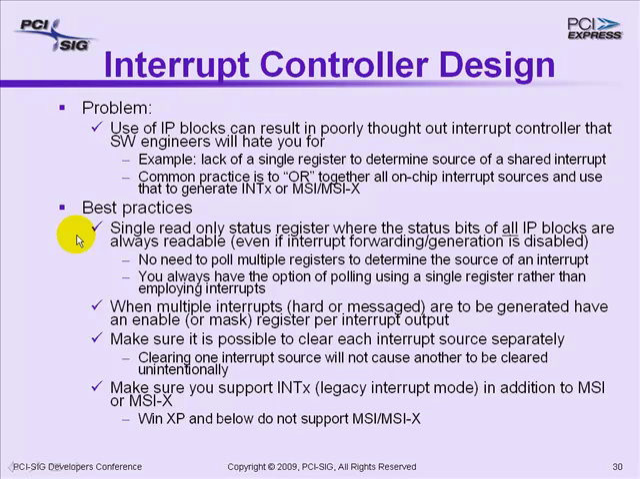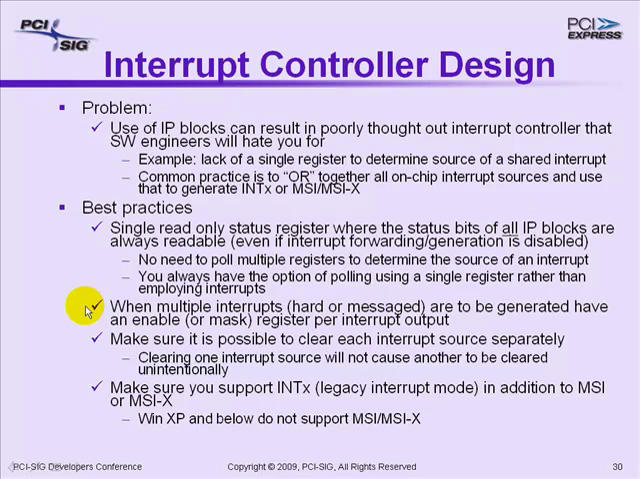So bring all of your devices into a big status register, 32-bit or 64-bit, that is centrally located, and then use that as a way to determine which IP block has generated the interrupt. Here you don't have to go and hunt around polling multiple registers. You always have the option of polling if, for example, you don't want to use interrupts, and that register gives you a convenient place to go and poll.